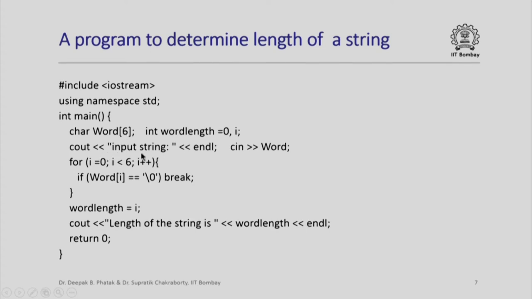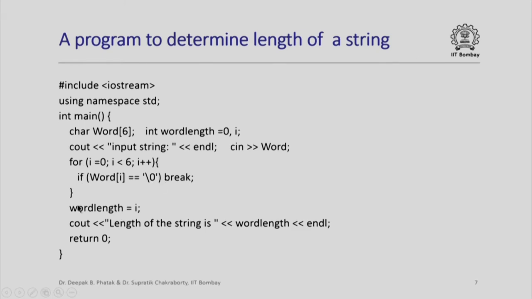So, here we read the input string by simply saying cin word. We now scan the string. We are already familiar with scanning an array. We have an index I which varies from 0 to less than 6, increasing by 1 every time. This is the standard for loop construct for iterating over all elements of an array. All that we do is examine if the ith position of the array word contains a backslash 0. If it does, the string has ended, and we break the loop.